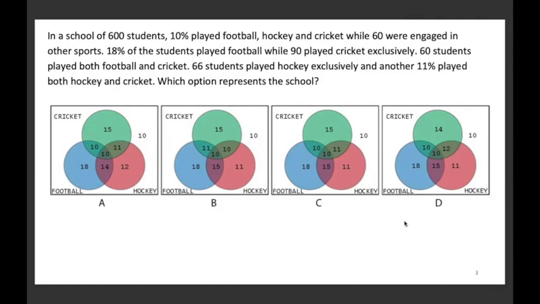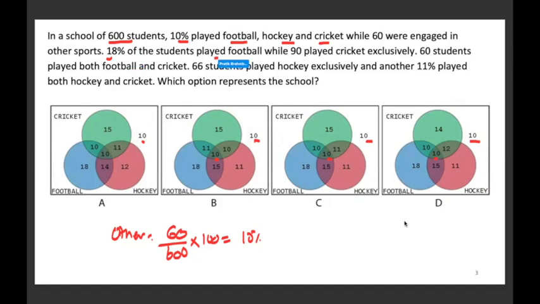What we know is the total population is 600. 10% played football, hockey, and cricket together. So that is there. 10% in the middle is given here, which is fine, not a problem. 60 were engaged in other sports. 60 of 600, into 100, which is 10%. So the outside figure is also 10%, fine, not any problem.